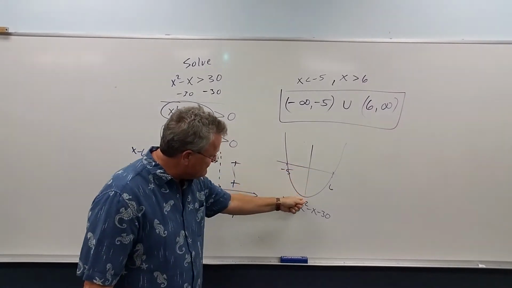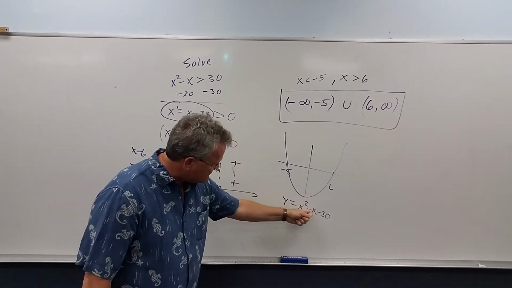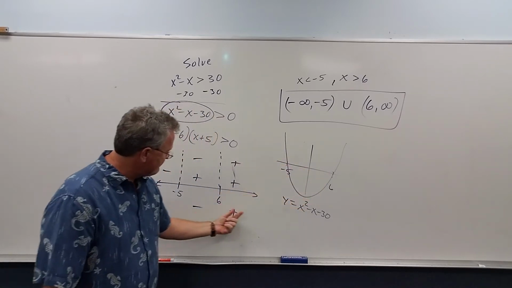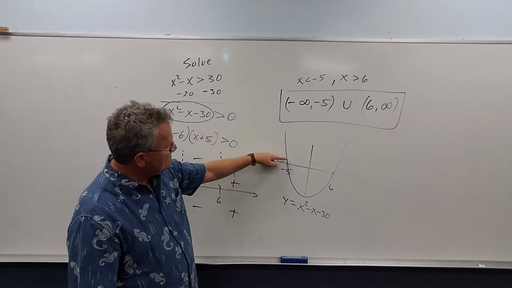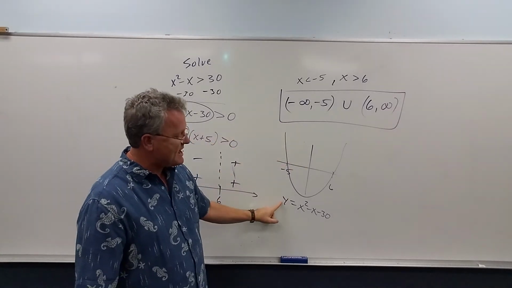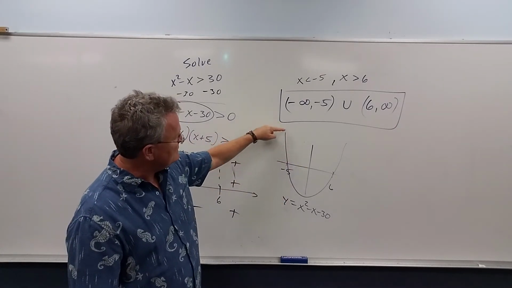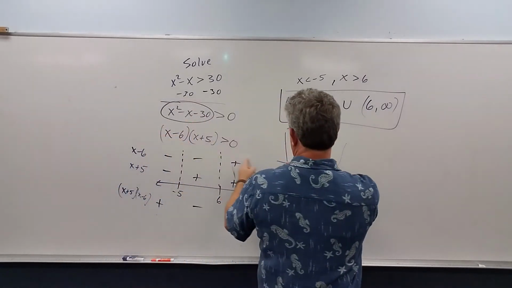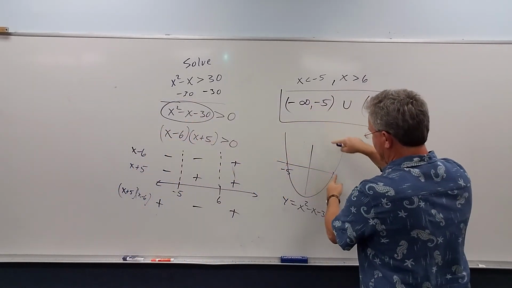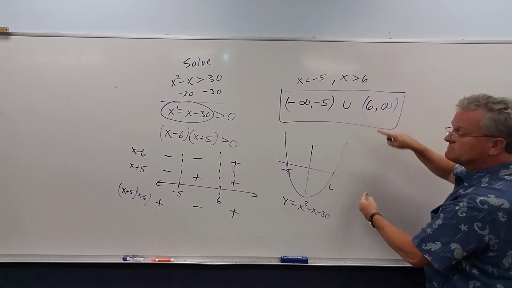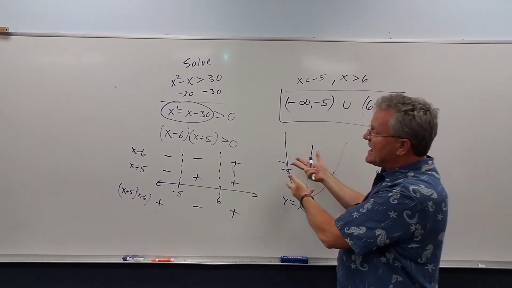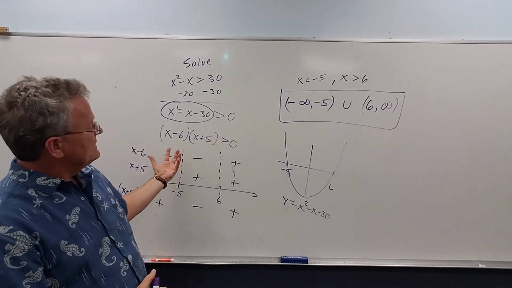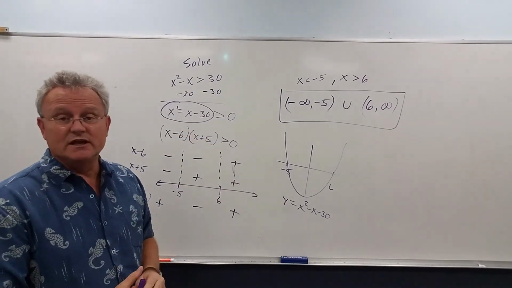Those are negative y values. This function is negative between -5 and 6. It's above the x-axis. Those are positive y values here and here. Here, those are all the numbers from -infinity to -5, and then all the numbers bigger than 6. So that's what we're finding, and that's how it connects to the graph after we get our solution.